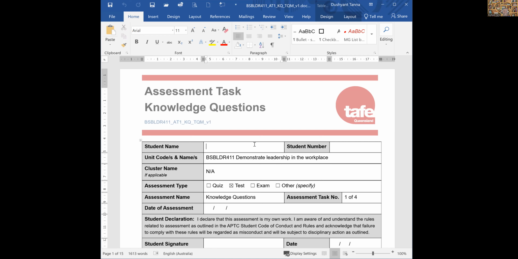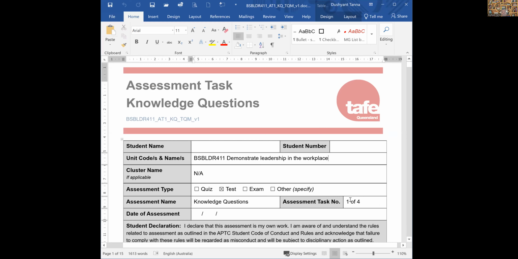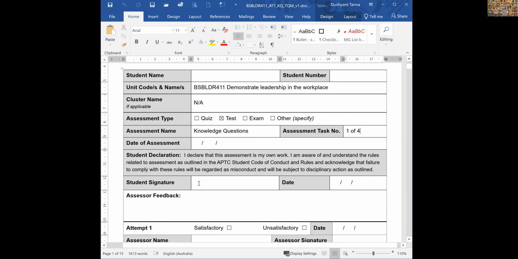Yes. We are going to talk about task 1 for the unit BSBLDR411, demonstrate leadership in the workplace. This is task 1 of 4. It is a knowledge question, as always. Please sign this student signature where you are declaring this is all your work. If others' work has been used, you appropriately reference them and paraphrase everything that you are using.